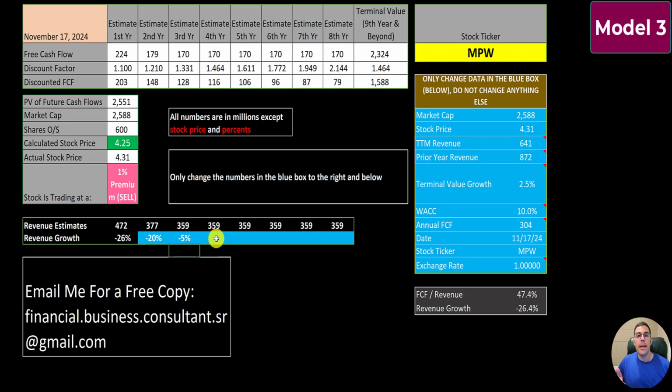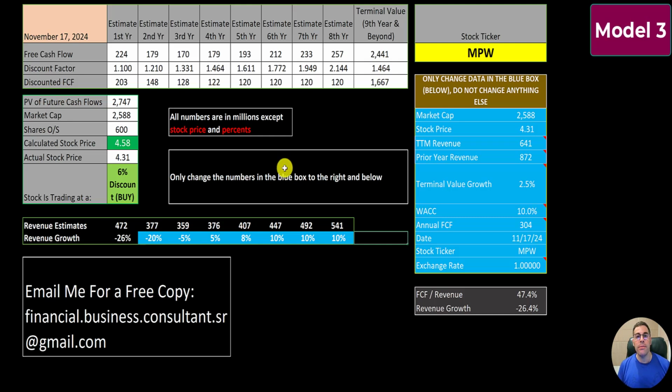Now let's pretend they start to grow their revenue. Let's say they grow at 5% the following year, then 8% after that, and then we'll just pretend 10 each year after that. 10, 10, 10. Because most companies don't grow forever or decline forever. There's usually ups and downs. So this model gives you that flexibility.